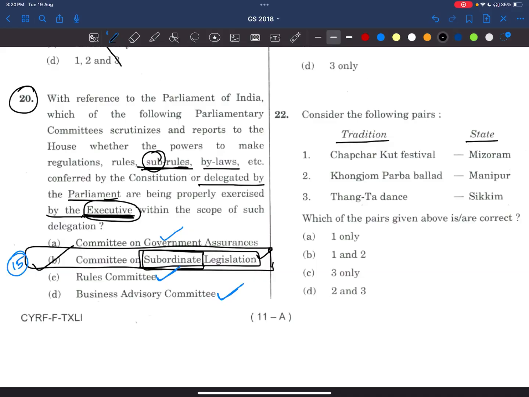Okay, outrightly. Now see, Chapchar Kut festival. Yes, it belongs to Mizoram state. Okay, it is like a completion festival. They will do this festival after completing the Jhum cultivation.